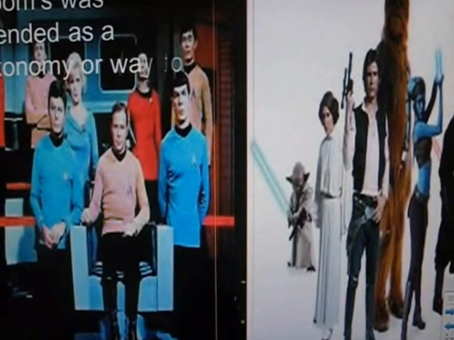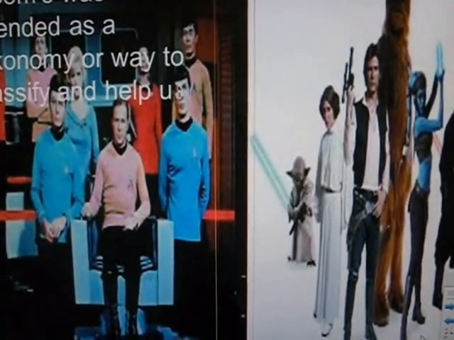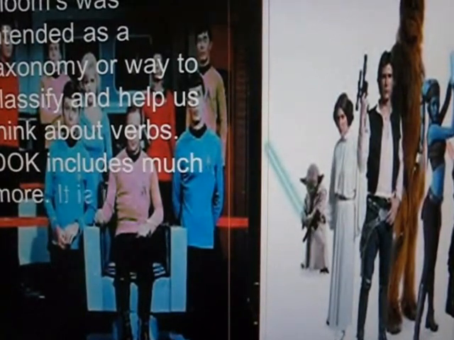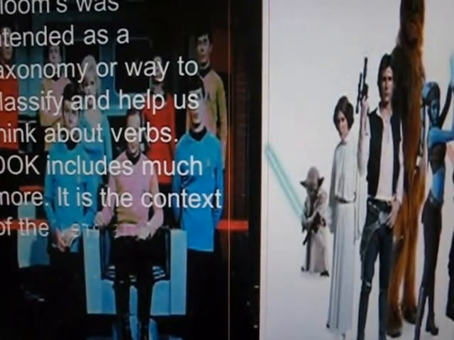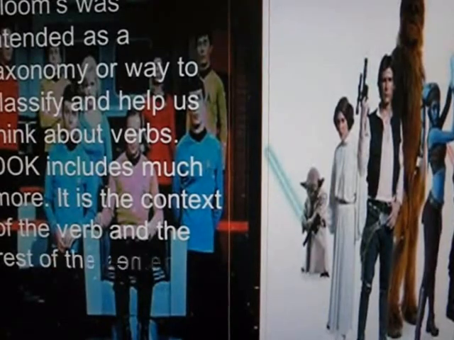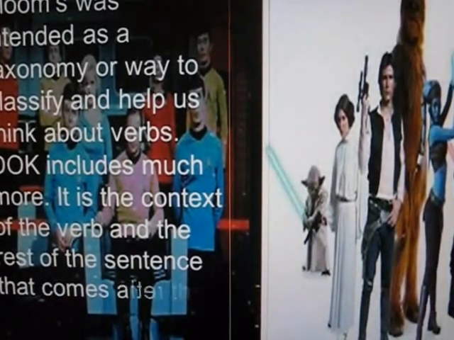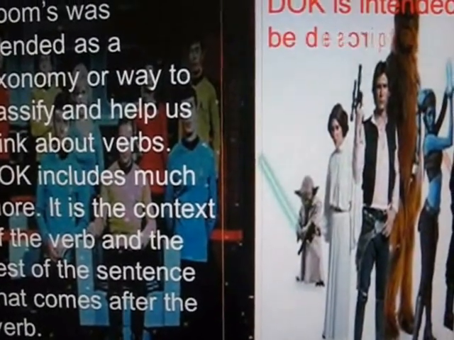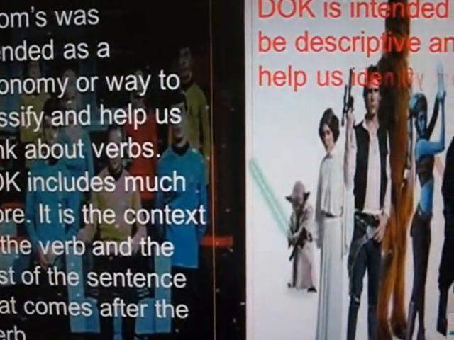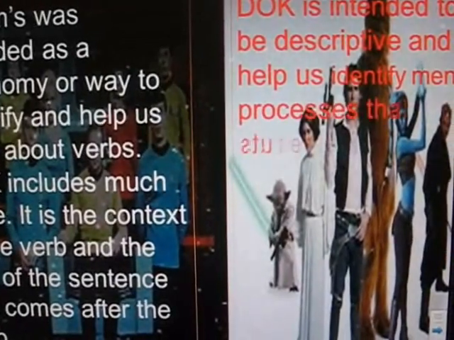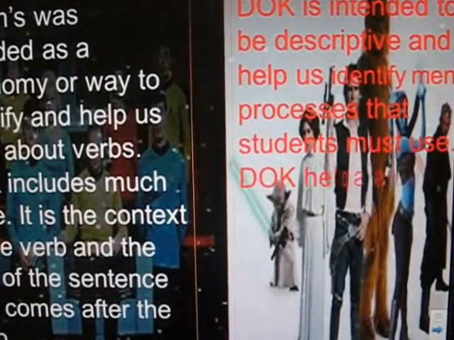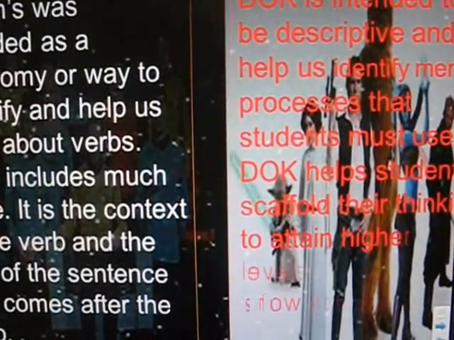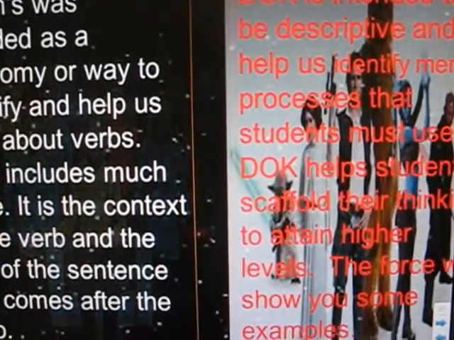Bloom's was intended as a taxonomy or way to classify and help us think about verbs. DOK includes much more. It is the context of the verb and the rest of the sentence that comes after the verb. DOK is intended to be descriptive and help us identify mental processes that students must use. DOK helps students scaffold their thinking to attain higher levels. The Force will show you some examples.